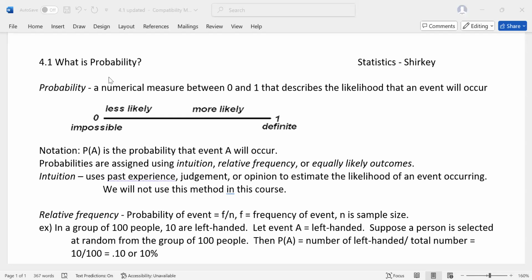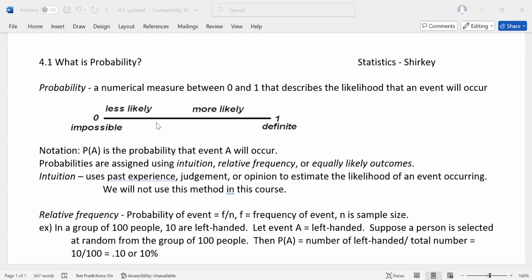So we are in section 4.1. What is probability? Well, probability is a numerical measure between 0 and 1, or 0% and 100% if you're looking at percents, that describes the likelihood that an event will occur.